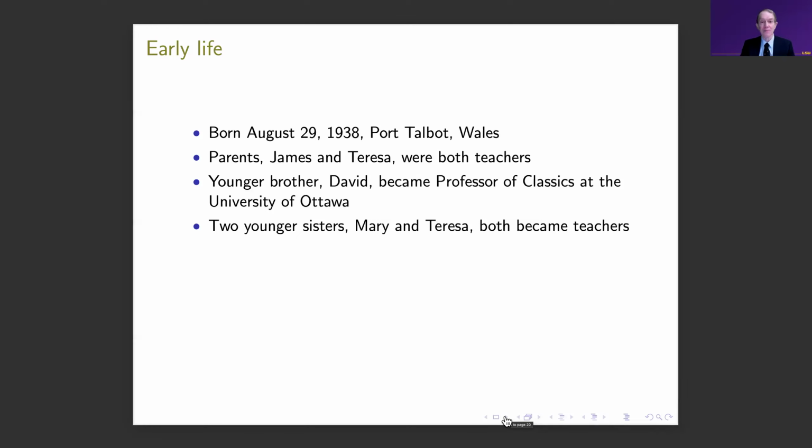He completed his bachelor's degree in 1960 and then went for a year on a Fulbright to Carnegie Mellon University and also to Bell Labs. More about Bell Labs later.